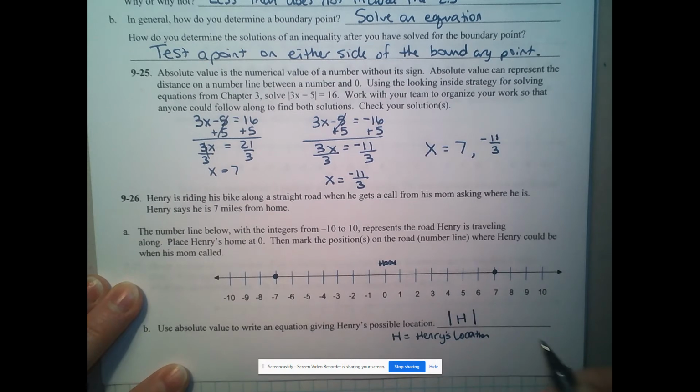The absolute value of h has to be 7. So I could put a 7 in here and take the absolute value and get 7. Or I could put a negative 7 in here, take the absolute value and get 7. Those are both possible locations for Henry.